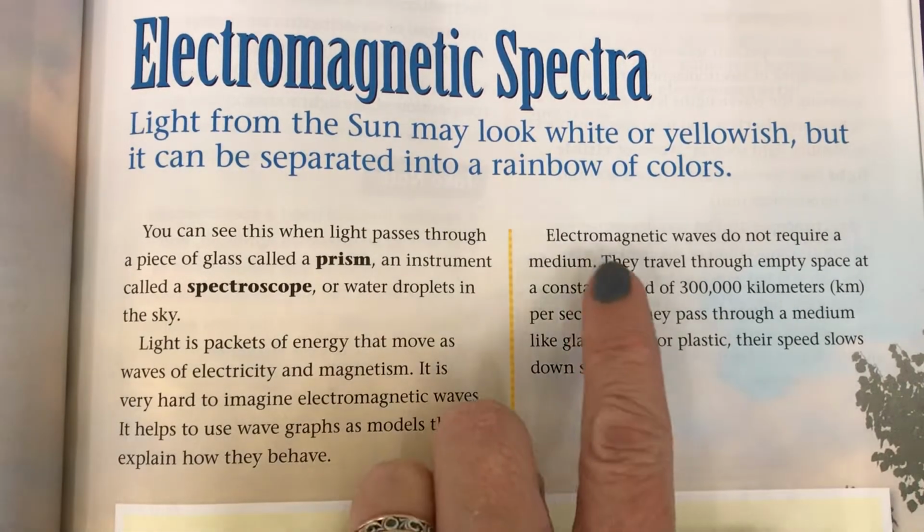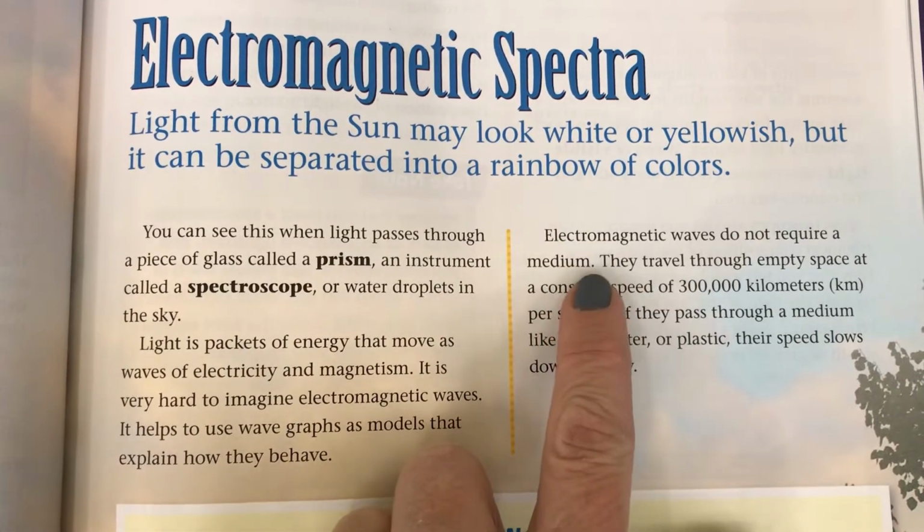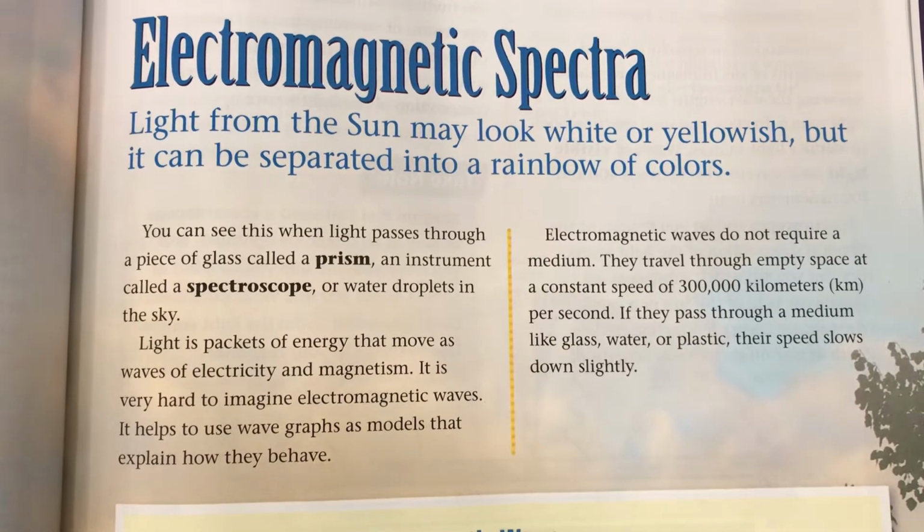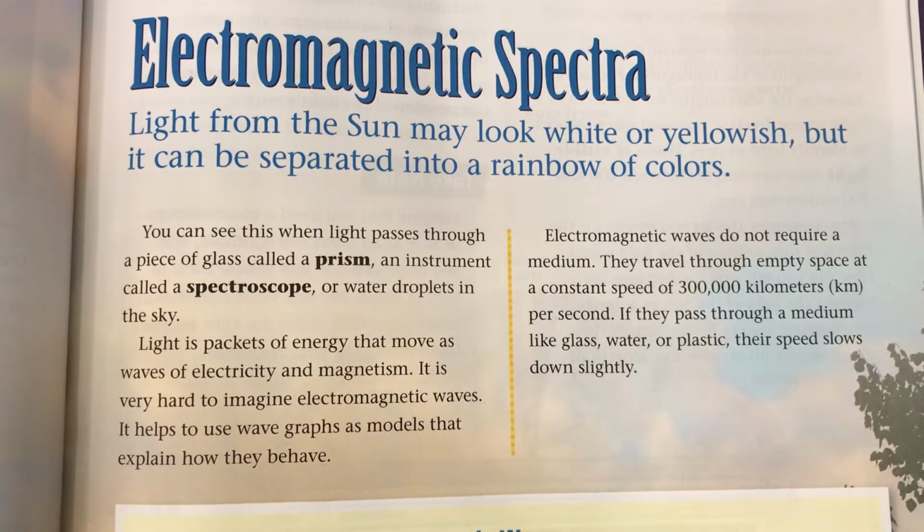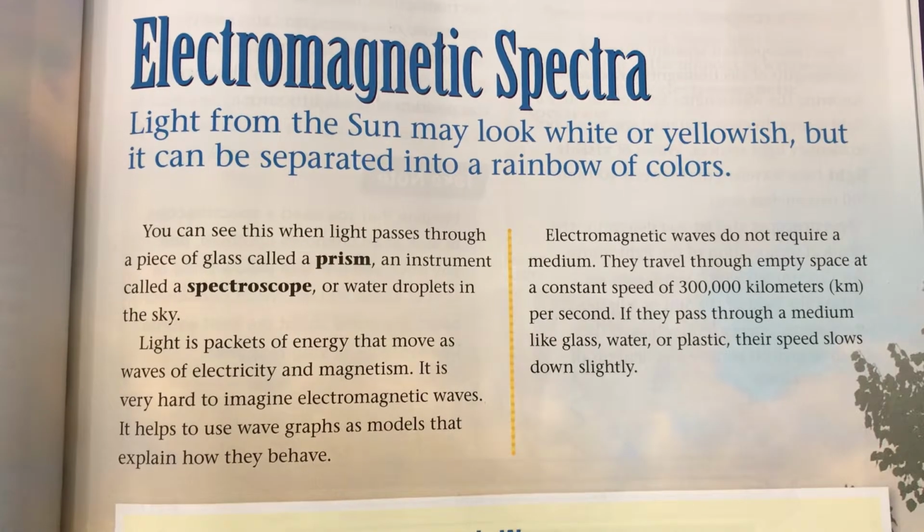Electromagnetic waves do not require a medium. Will you please highlight that? They travel through empty space at a constant speed of 300,000 kilometers per second. If they pass through a medium like glass, water, or plastic, their speed slows down slightly.